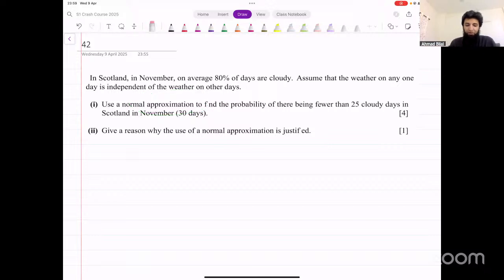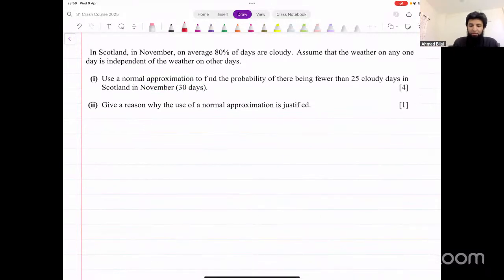Okay, so in this case they're saying use the normal approximation to find the probability of there being fewer than 25 cloudy days. So what is it that we're focusing on? Cloudy days. We can say that's the criteria for success. We want 25 successes out of 30 days.